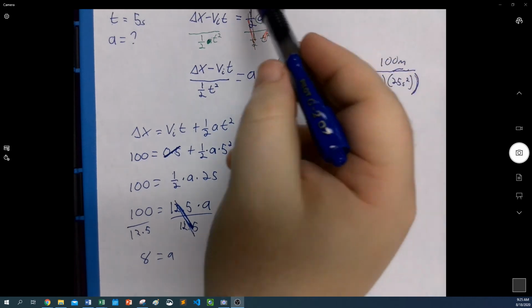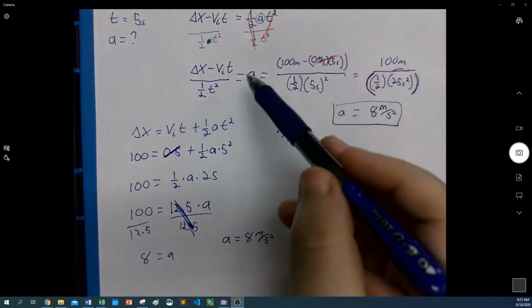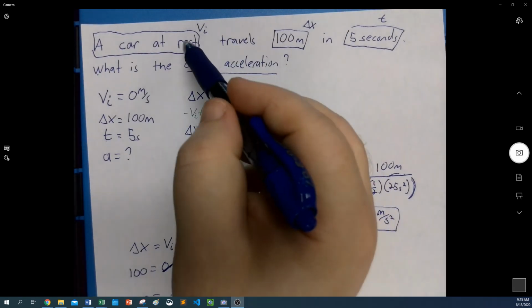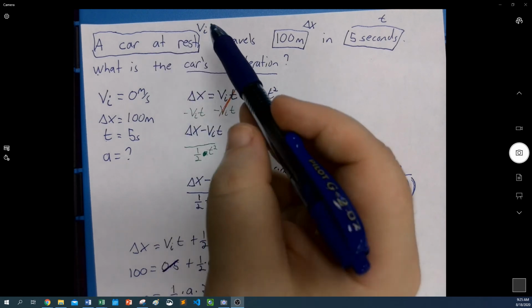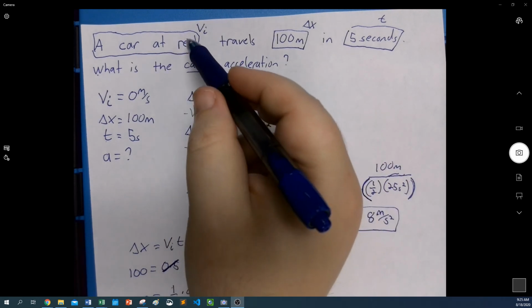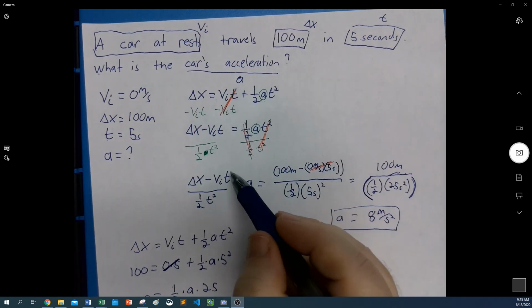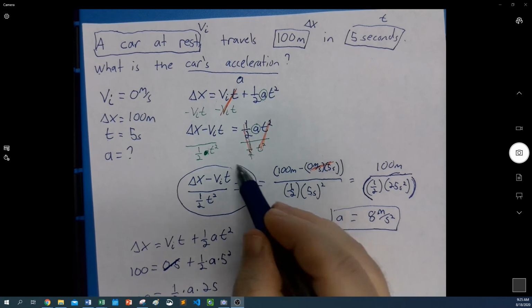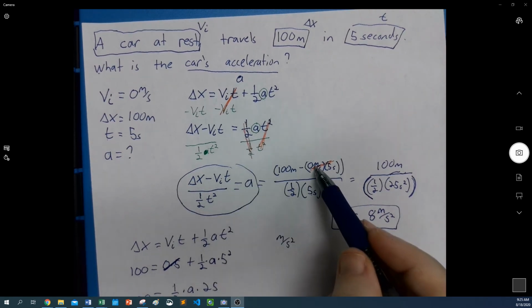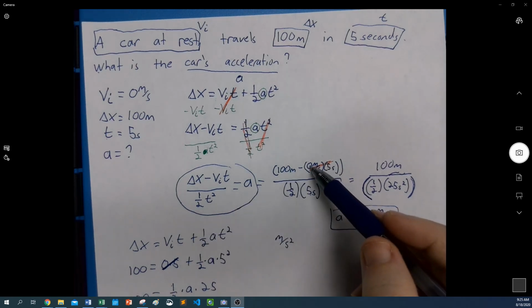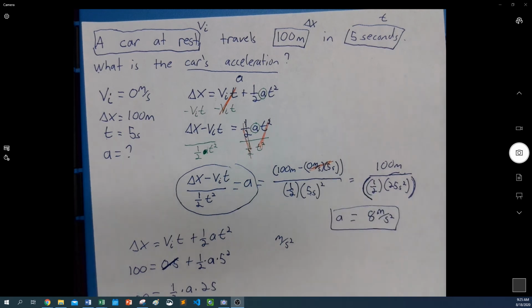I prefer pure algebra and then plugging in numbers at the end. Because if I give you another question exactly like this, if I said suppose the car was already moving at 20 meters per second, I could have taken this equation and instead of plugging in a 0, plugged in 20 meters per second here. All I had to do was come back and change the 0 to a 20, and it would spit out the answer.